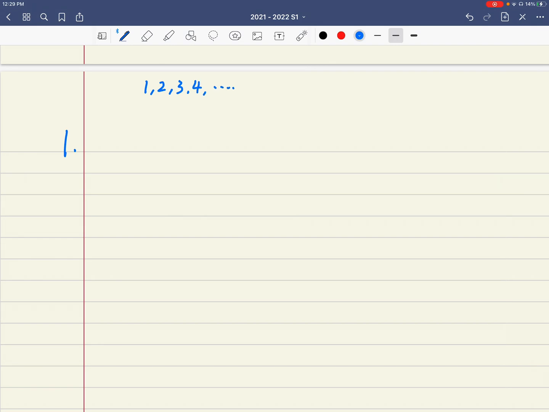Right? And will this sequence be convergent or divergent? Clearly, it will be divergent. Divergent just means it's not getting closer and closer to a specific number, because as the sequence goes, the numbers get larger and larger, right? So it will not converge to any specific value.